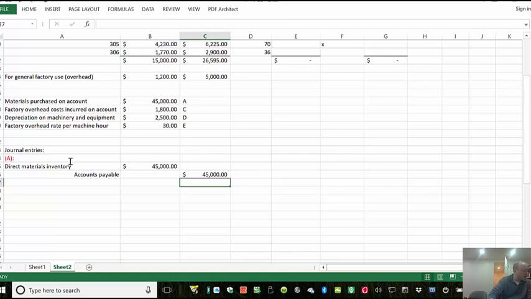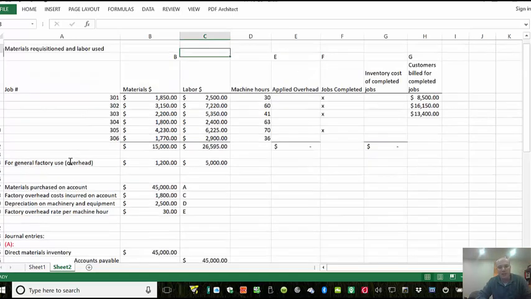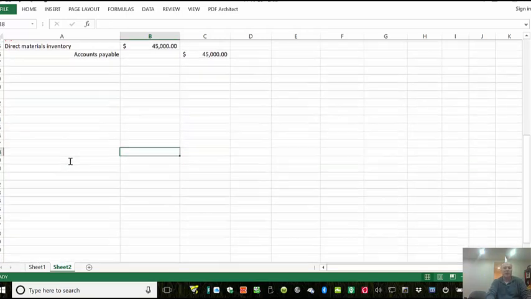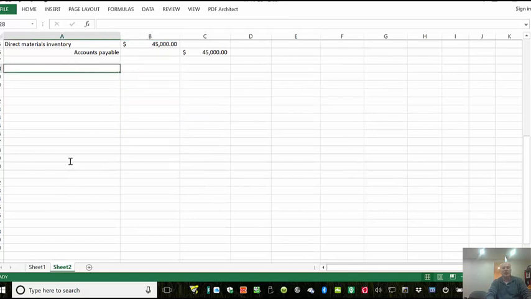Part B, given this big table, which I put over here, by jobs you're given the amount of materials and labor incurred on each job. And also there's something in the bottom for general factory use, which is the materials and labor used as part of overhead, which need to be initially recorded in a separate overhead account. And then later on, as we collect all this overhead, we'll apply it using the budgeted rate.